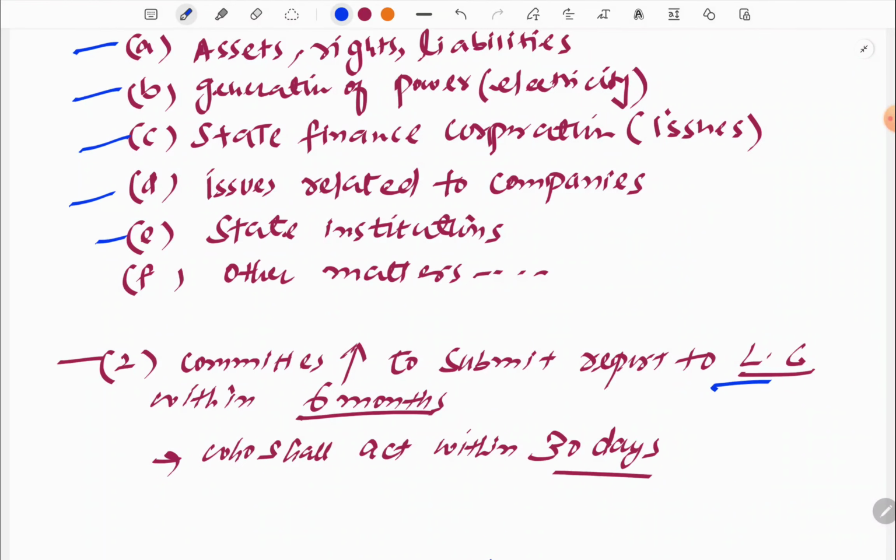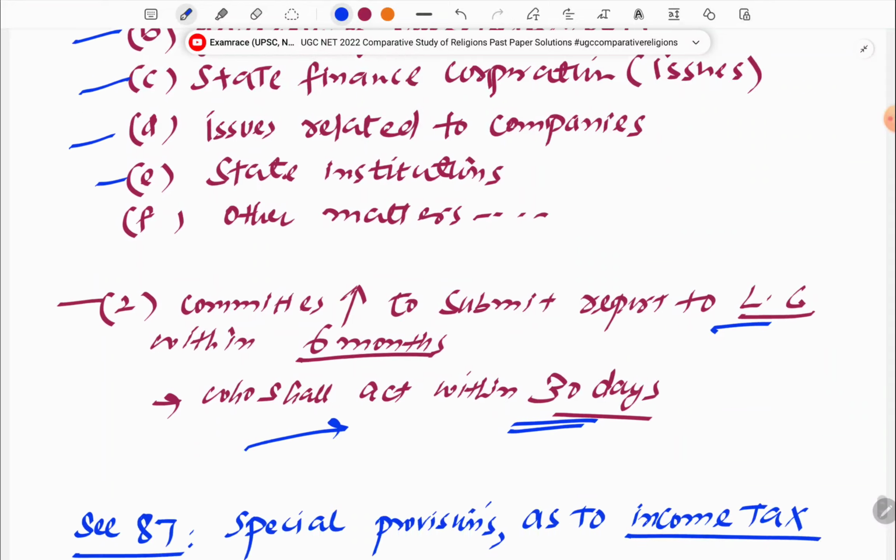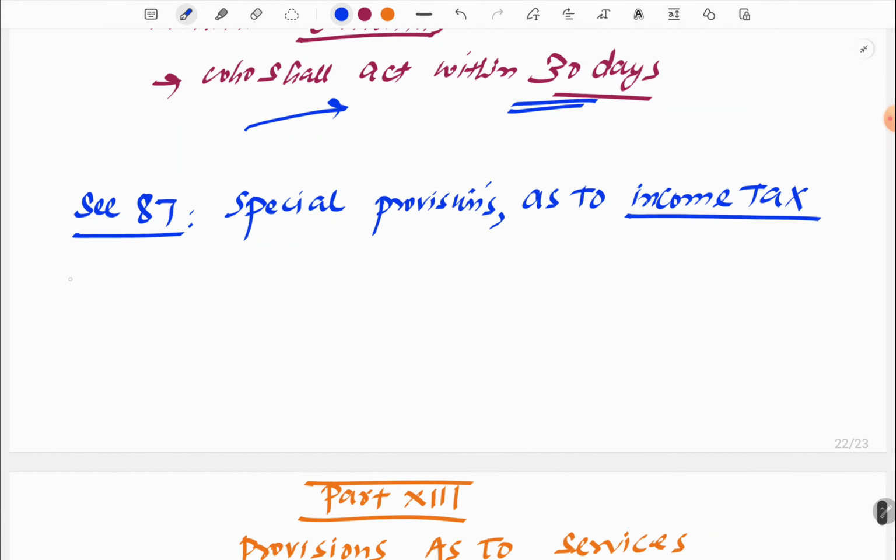The committee which will be set up by the Lieutenant Governor, which will react on it and submit its report, has to complete its report within 30 days. Then section 87 tells us about the special provisions of the income tax.